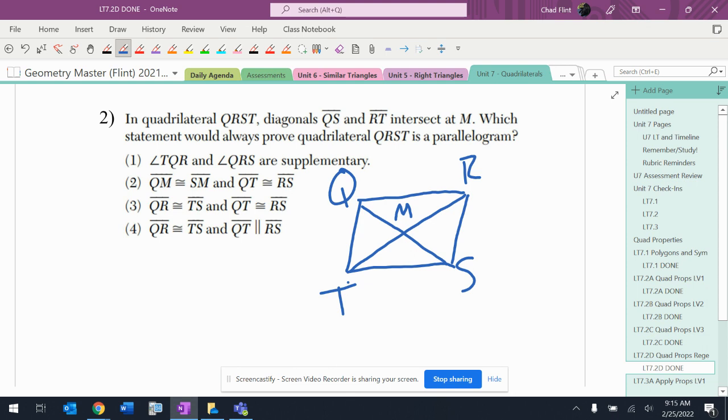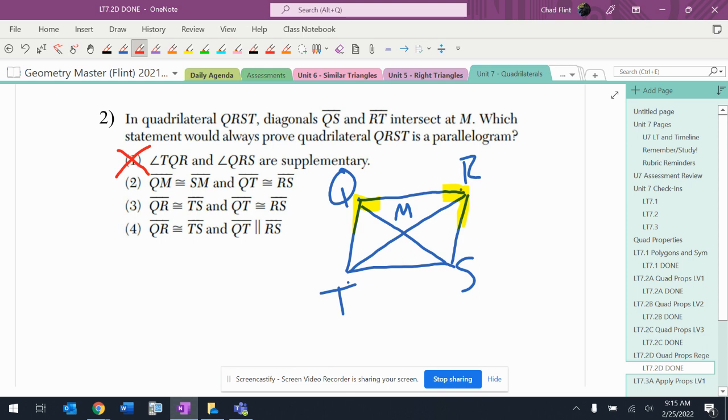It says TQR, so that's this angle right here, TQR and QRS, that's these two angles. So I've got two supplementary angles. Now that kind of seems like it might work because it's a pair of consecutive supplementary angles, which a parallelogram has, but it has to have all consecutive angles supplementary. So that's not enough.